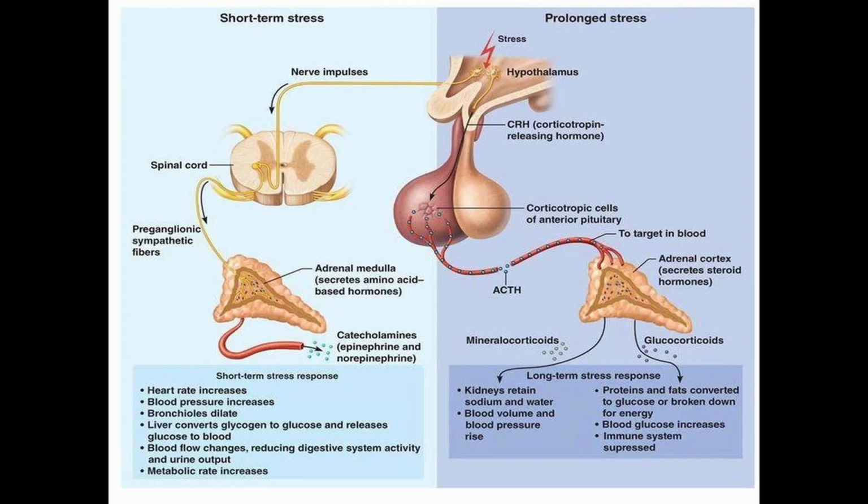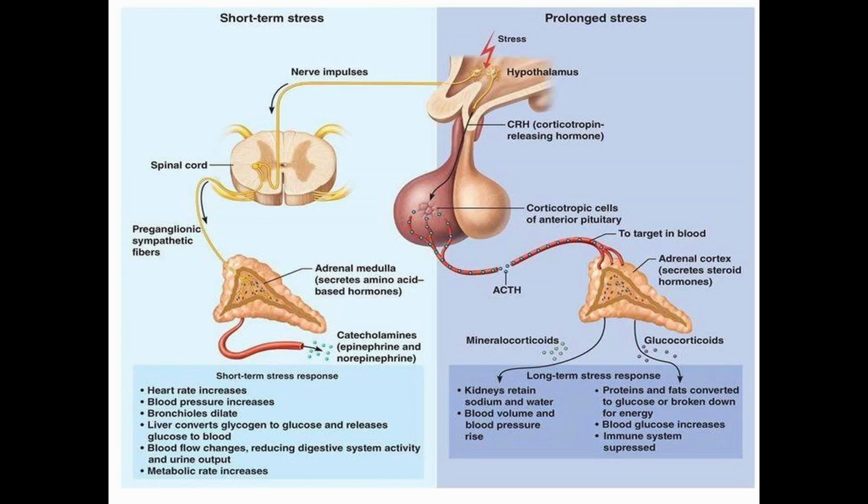And so what happens immediately is heart rate goes up, blood pressure goes up, bronchioles in the lungs dilate, so we're breathing in more oxygen basically. We're going to break down glycogen to glucose and release it, and so our blood glucose level goes up. We're going to reduce the digestive system's functions. We're going to reduce urine output, and our metabolic rate will increase overall.